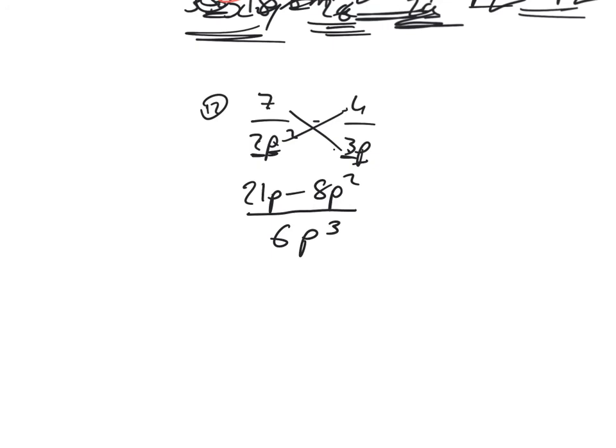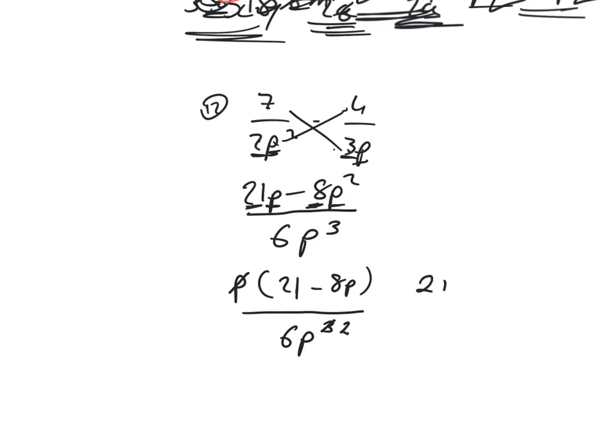Okay, so I can't collect like terms here, but I can absolutely take out a common factor. So for 21 and 8, I can't take anything, but I can definitely take out a common factor of p. So it's going to be p bracket 21 minus 8p over 6p cubed. Okay, I can now cancel that p, which will bring that p cubed down to p squared, which gives me a final answer of 21 minus 8p over 6p squared, final answer.